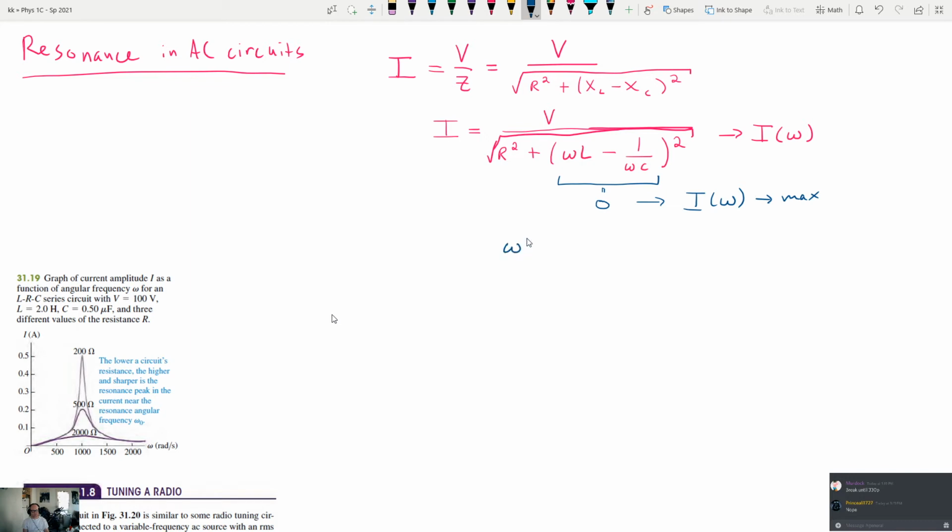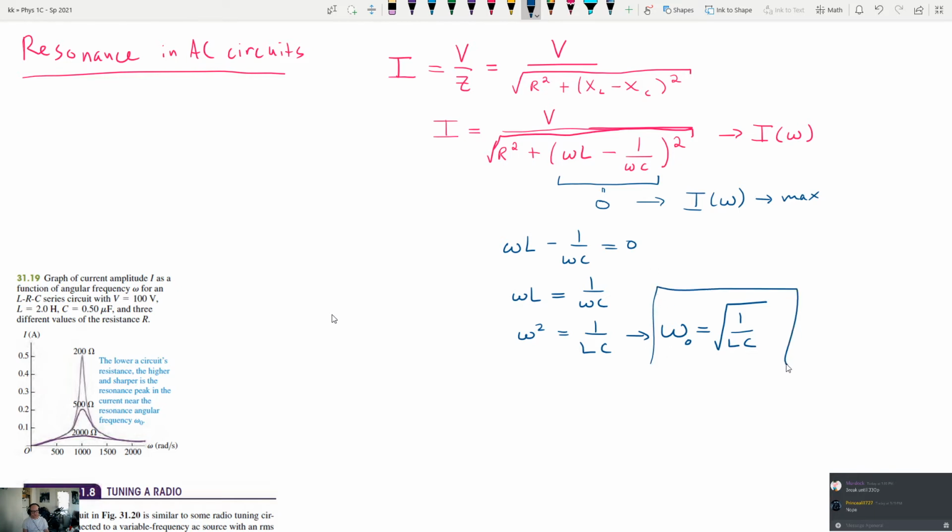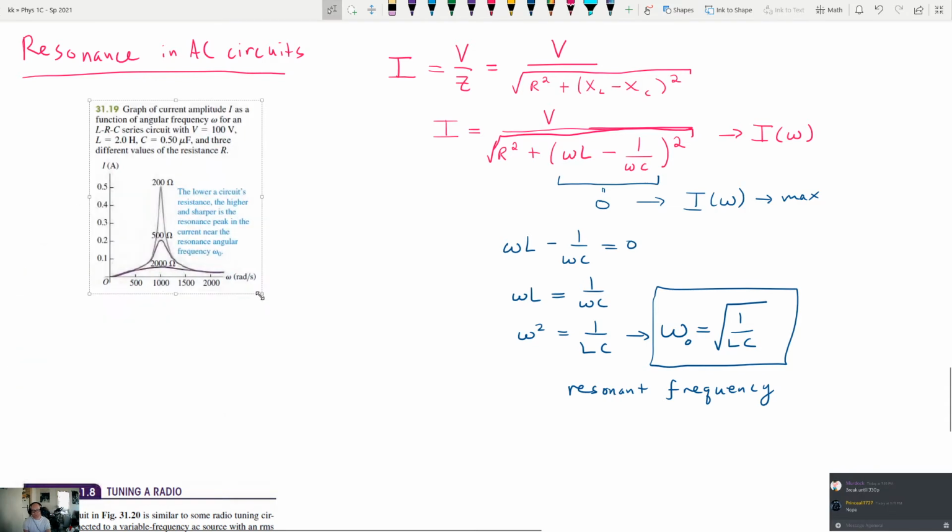Well, if we set omega L minus 1 over omega C equal to zero, what we're going to get is omega L is equal to 1 over omega C, which means that omega squared is equal to 1 over LC, which means that omega is equal to, I'm going to call this omega naught, the square root of 1 over LC. We call this the natural frequency or the resonance frequency, because at that frequency, you're going to get a maximum spike in your current.